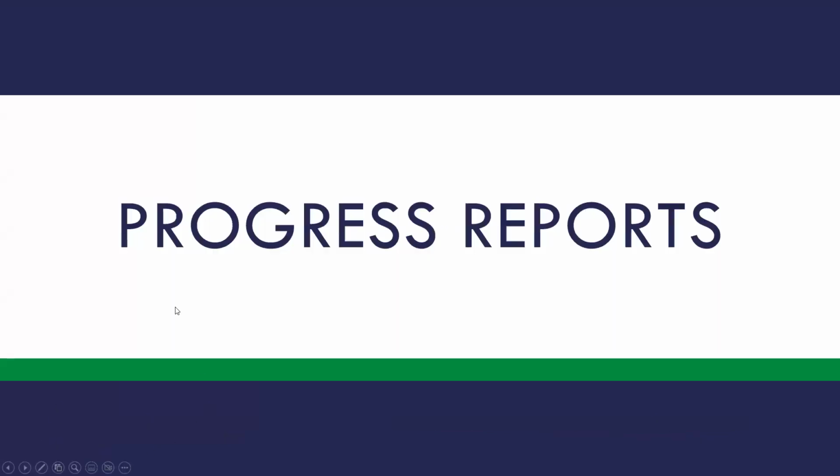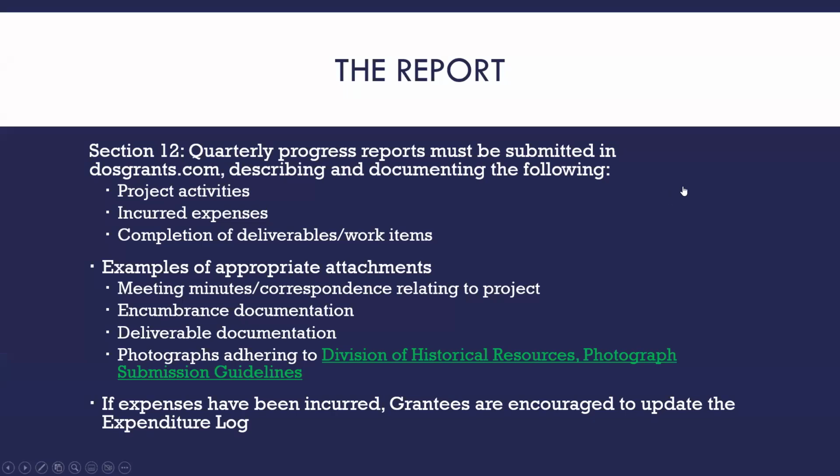Okay, so you have your grant award agreement, it's been executed, and the first quarter after you've done that, you'll have a progress report due. So the progress reports are quarterly. They are submitted in DOS grants. And in those progress reports, we will describe and document what you've done on the project, what expenses you've incurred, what deliverables or work items you may have completed, or what percentage they are complete.